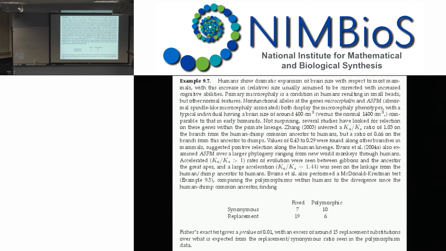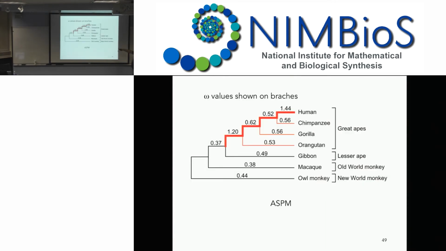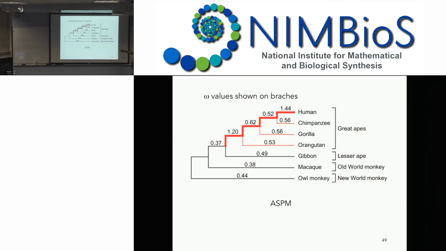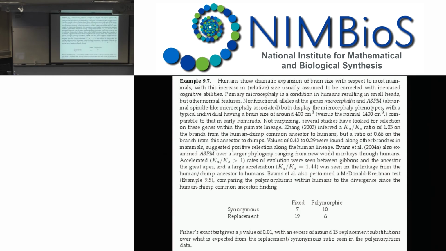And what they saw were a Ka to Ks ratio of 1.3, an excess ratio, on both microcephalin and ASPM, leading to higher rates. These are basically the omega rates, Ka to Ks. Higher rates in the great apes. Bigger than 1, significantly bigger than 1. Suggesting that ASPM was under selection. A similar thing was found for microcephalin. So evidence in the phylogeny that for whatever reason, genes involved with larger cranial size were selected for. That is, they had an excess number of replacement substitutions than you'd expect by chance.